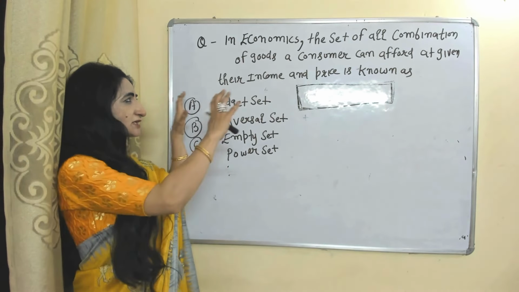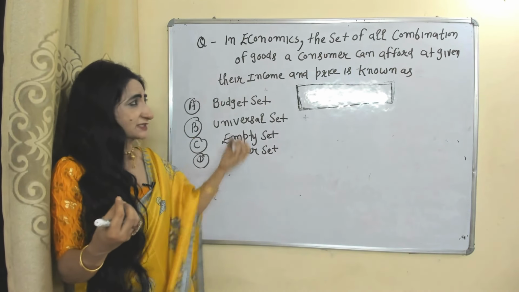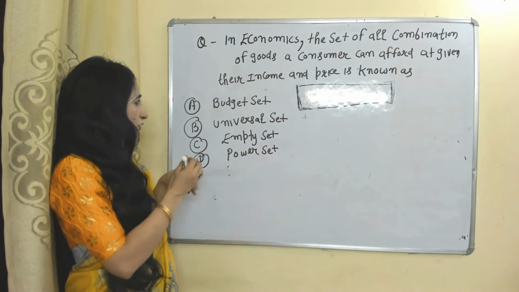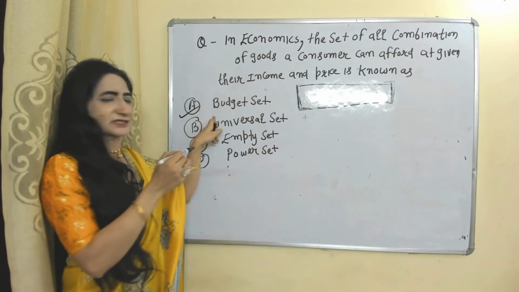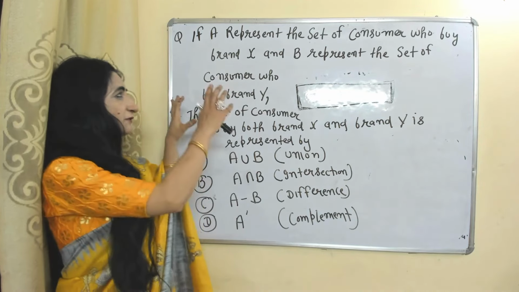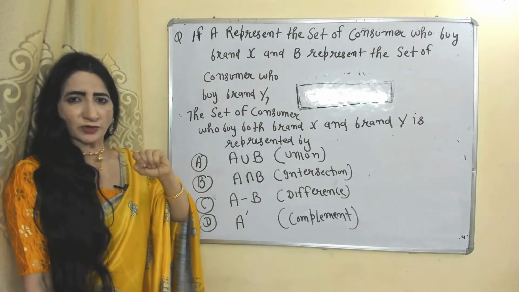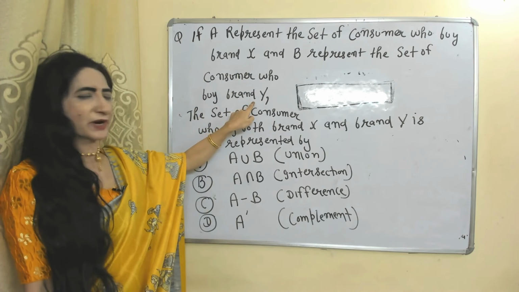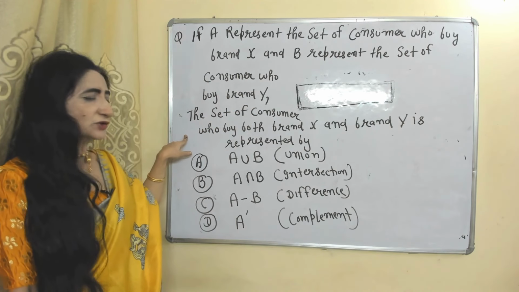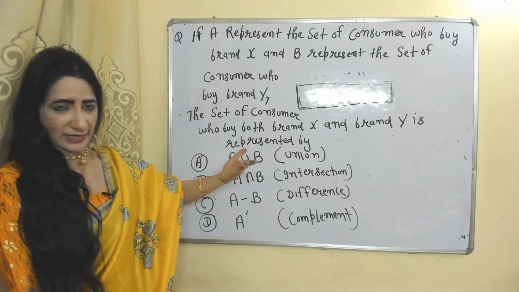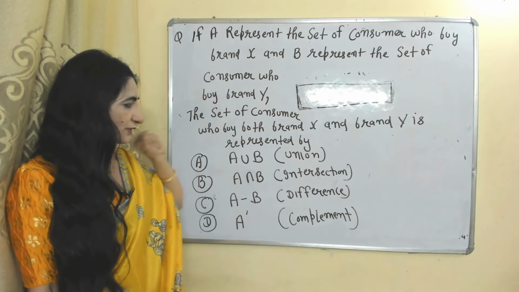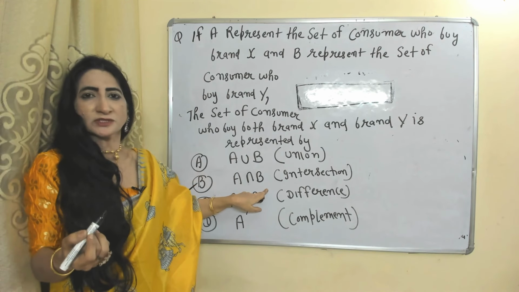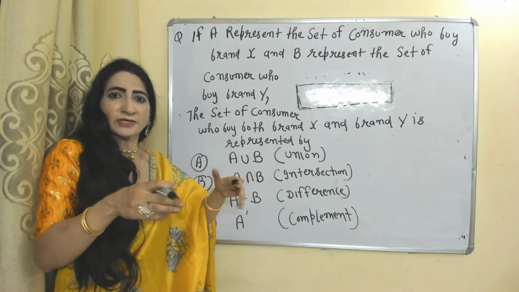In economics, set of all combination of goods and services that consumer can afford at a given price and given income will be called budget set. If A represents set of consumer who buy brand X, B represents set of consumer who buy brand Y. The set of consumer who buy both brand X as well as Y is represented by our right option B, intersection, because the intersection shows common elements.